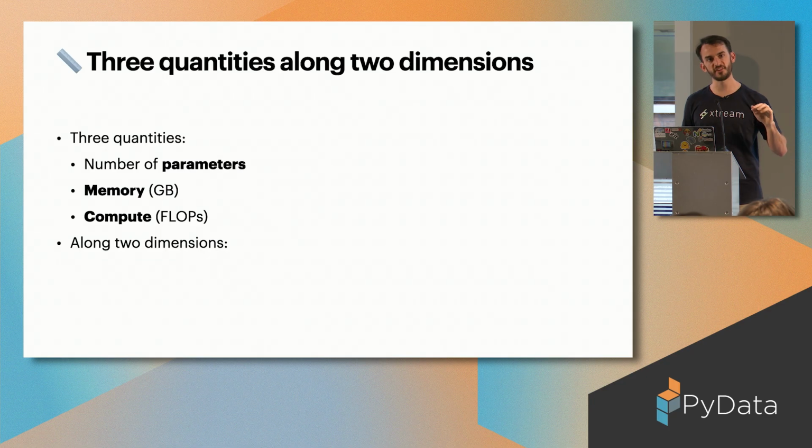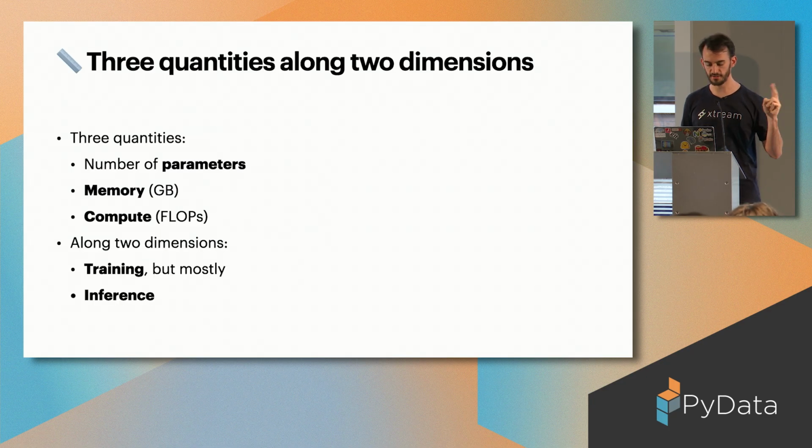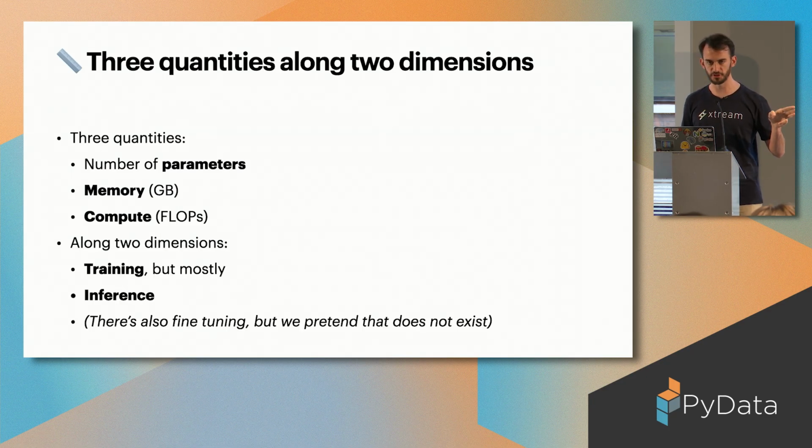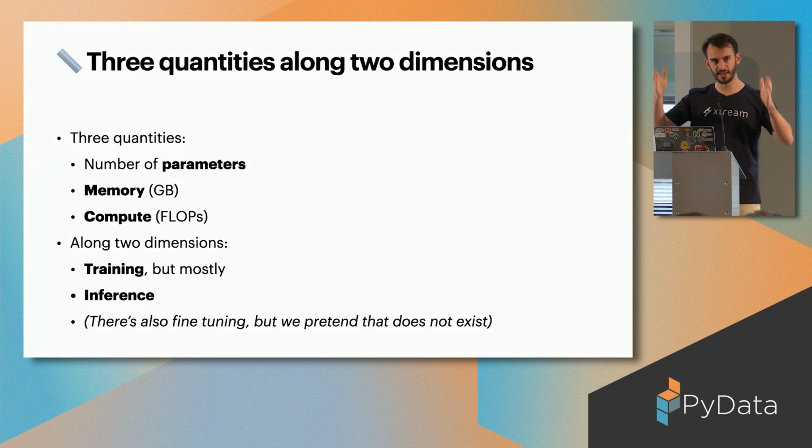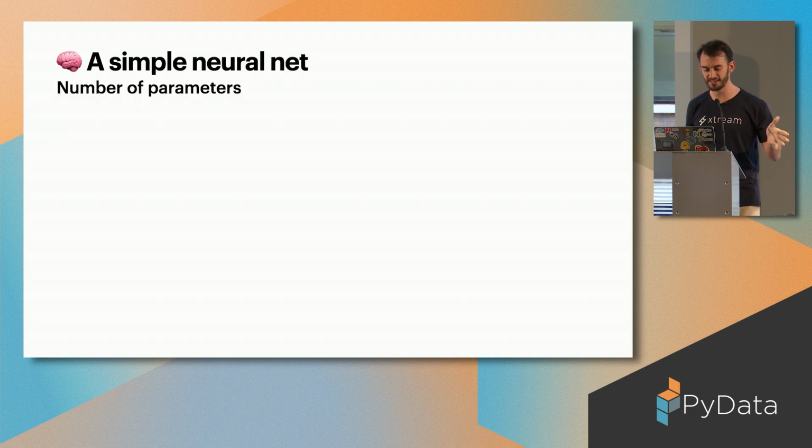And we're also going to investigate 2 dimensions mostly, training and inference. There's also fine-tuning, but we pretend that doesn't exist because it's already complicated enough. So 3 key takeaways, and we're going to analyze those through these lenses, okay? And we'll try to get there approximately, starting from the very vanilla neural network.